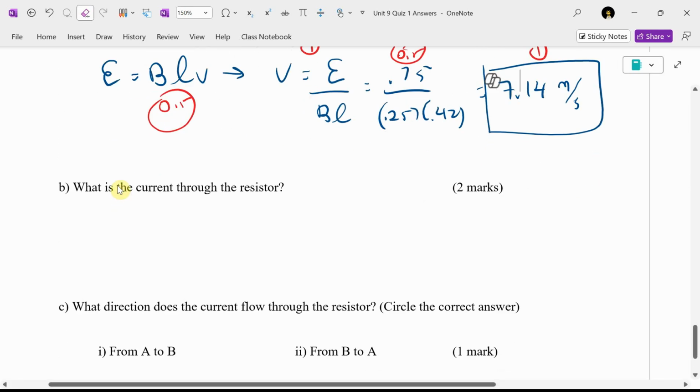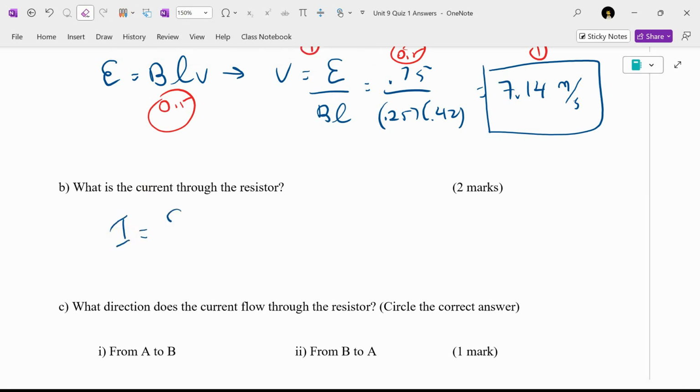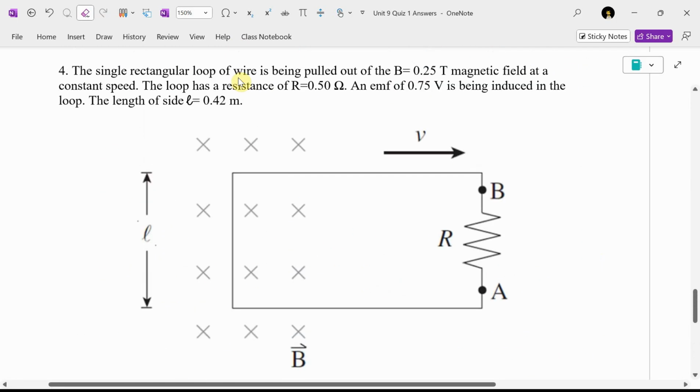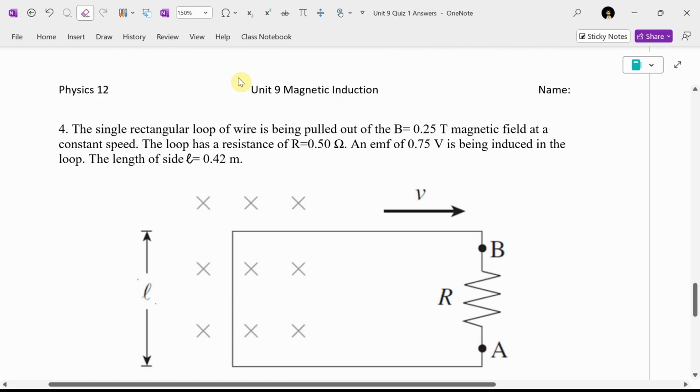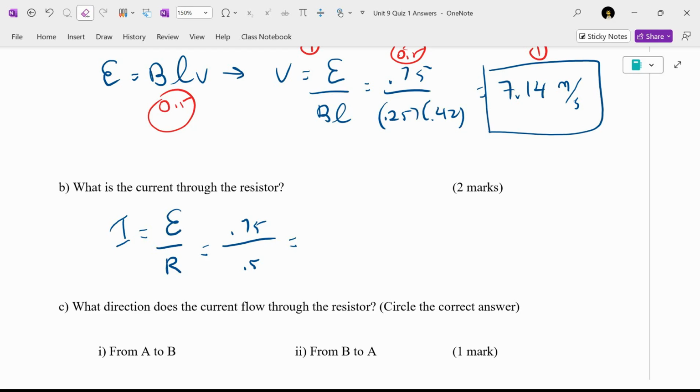What's the current through the resistor? Okay, same old, same old. Current is going to be that. It's going to be 0.75 divided by 0.5. Is that 1.5 amps? Okay. What else could I ask?